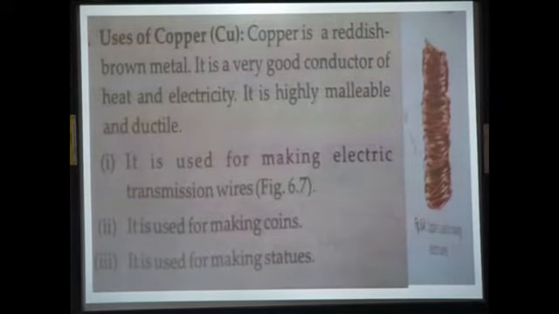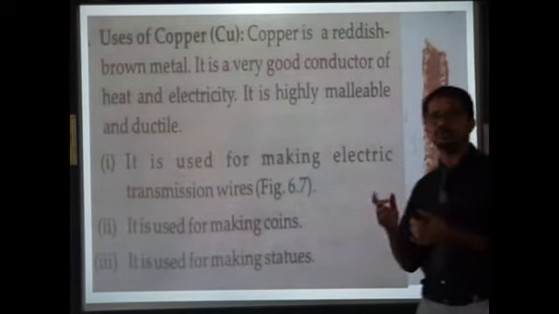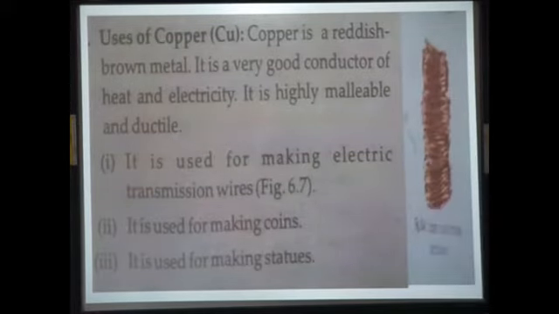They are highly malleable and ductile. They can be beaten into thin sheets. They can be drawn into wires. Even gold and silver can be drawn into wires. Thinking that okay, we have seen only aluminum and copper wires, that means only copper and aluminum can be drawn into wires. No, all metals can be drawn into wire except zinc, which is very brittle. So copper is used for making electric transmission wires.